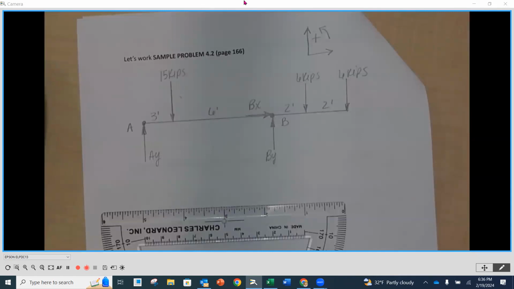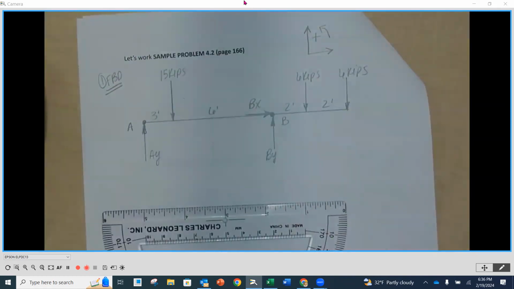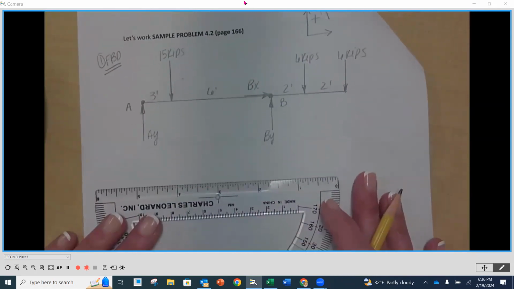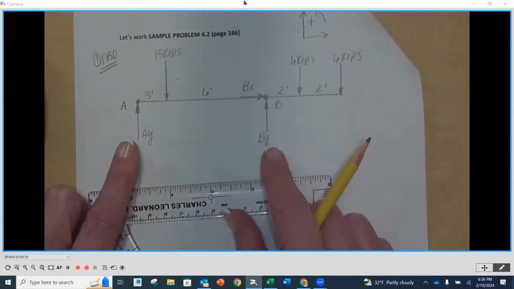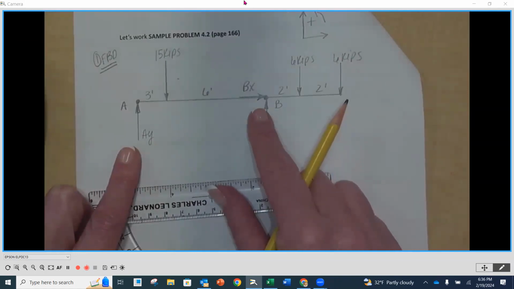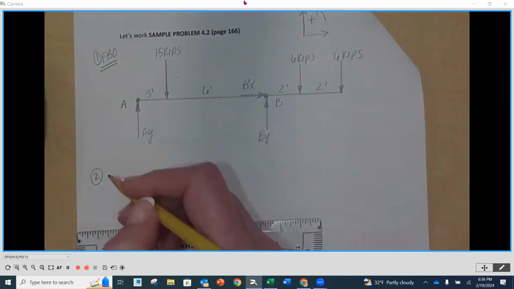Any questions on the free body diagram? Okay. Then once we have a good free body diagram and we have everything labeled, identified, with dimensions, now we're ready to use our equations of equilibrium to solve for the unknowns. We've got three unknowns, the AY, the BY, and the BX. So our step number 2 is going to be our equations of equilibrium.